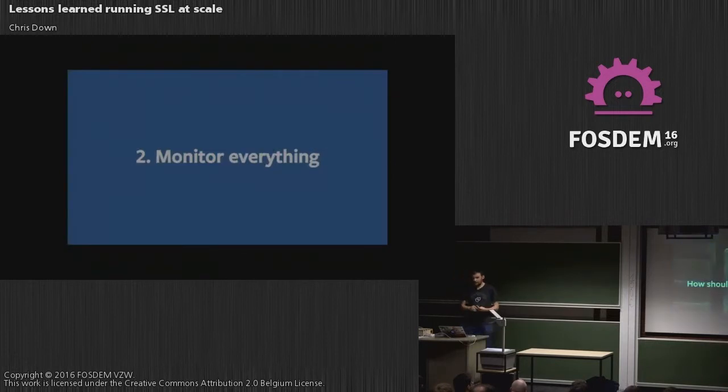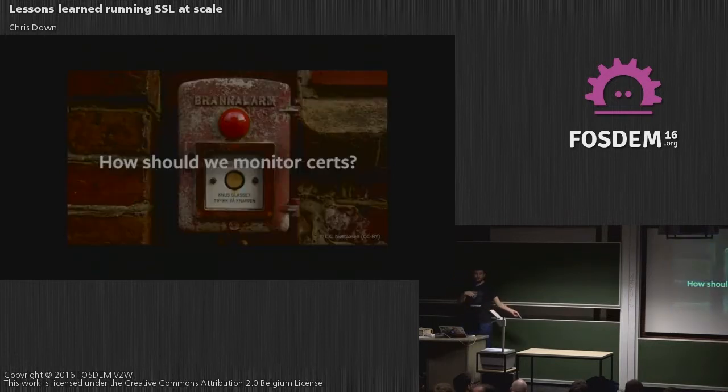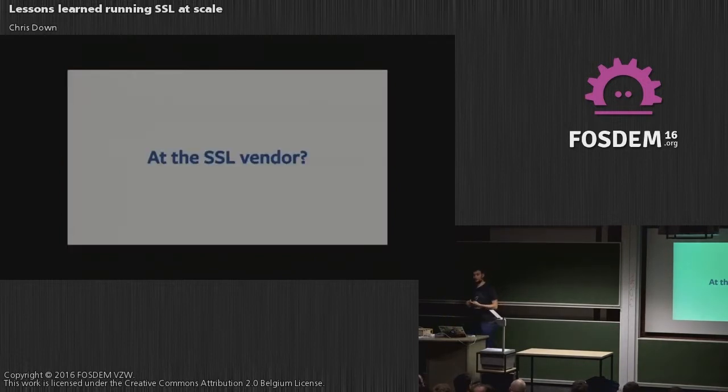So two, monitor everything. In the previous section, we talked about centralizing alerting. So the goals are basically to reduce tech debt and reduce duplicated work, and doing it at as low a level as possible seems to achieve these goals. So where can we get that low level? It seems logical to do it at the SSL vendor. Many of them provide notice of expiry. It seems a sensible place since the state of the world is there, but there are some lacking areas.